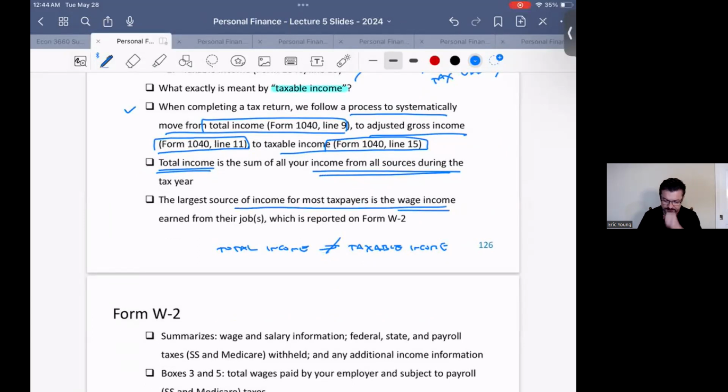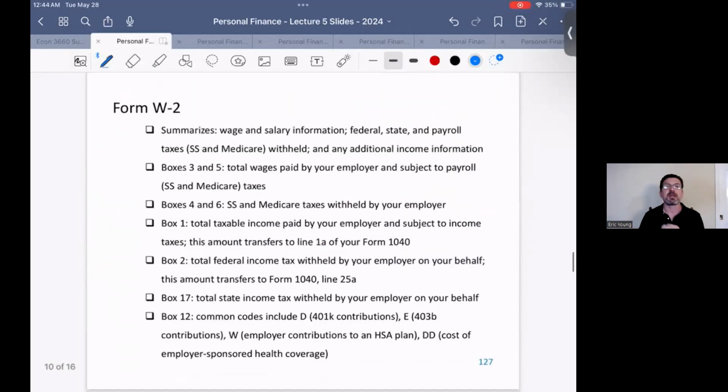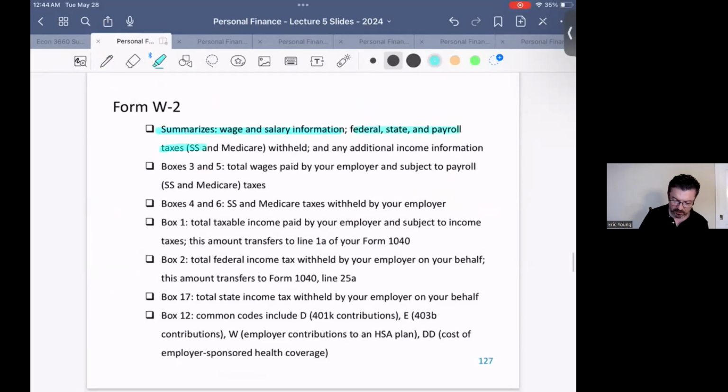This wage income, the money earned from their jobs, is reported on a form called a W-2. And if any of you have worked, you know that a W-2 is a form that your boss sends you every year to summarize all the activity of the previous year. A W-2 summarizes your wage and salary information. That's one thing. It summarizes your federal, state, and payroll taxes withheld. That's the second thing it does.